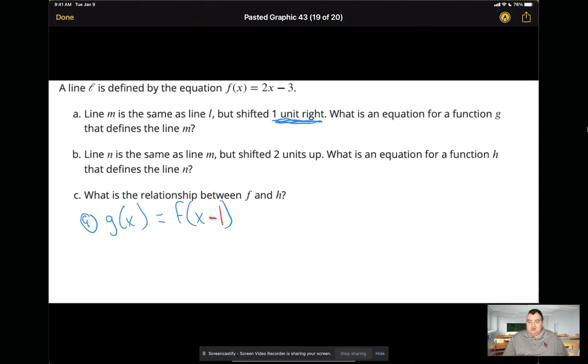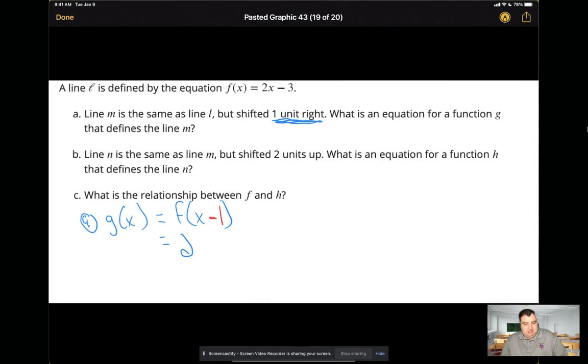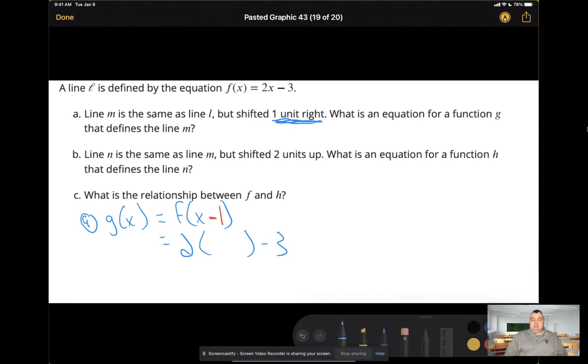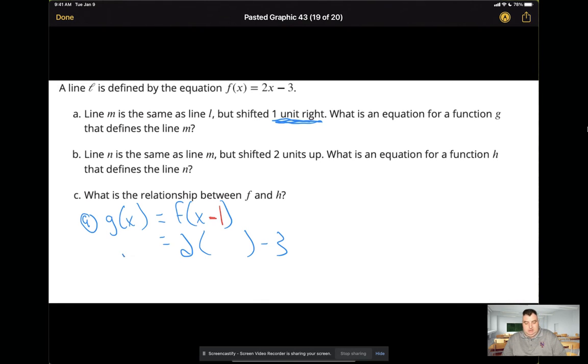Line M is the same as line L, but shifted 1 unit right. What is an equation for a function g that defines line M? To figure out the equation, I'm going to take my f of x function, 2x minus 3, and literally plug in x minus 1. Replace x with x minus 1. So it will be 2 times x minus 1 minus 3 for the equation there.